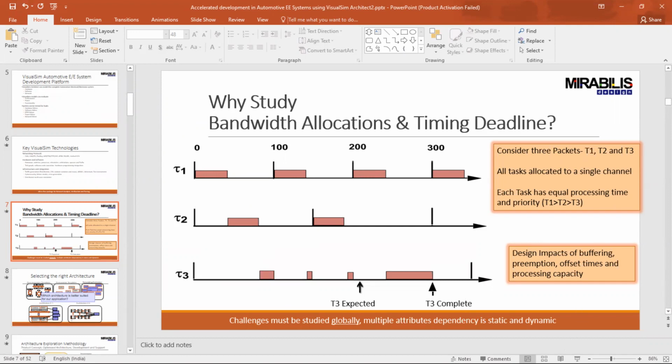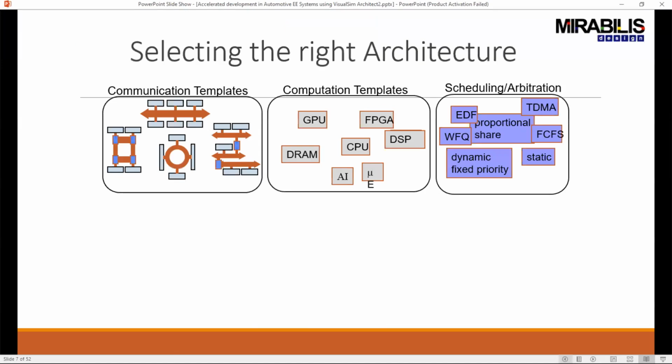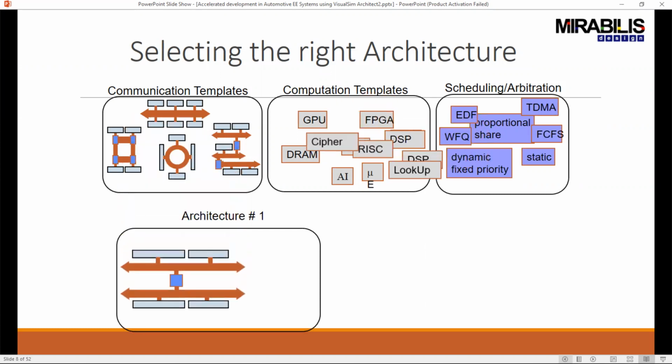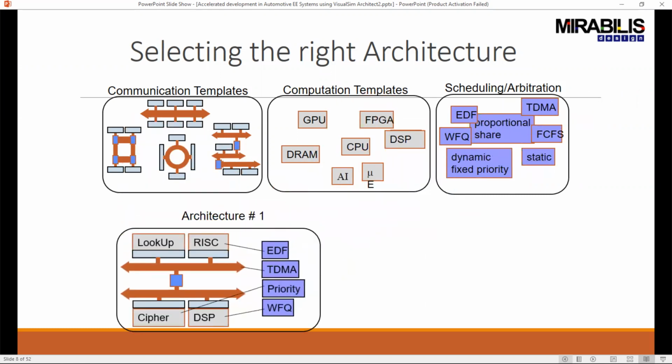Now, let's look at the importance of selecting the right architecture. For example, from the architect's point of view, there is a variety of communication templates available. There is a variety of processing units and templates available. Then a variety of scheduling or arbitration algorithms are also available. So it is very important that we select the right architecture suited for the application.